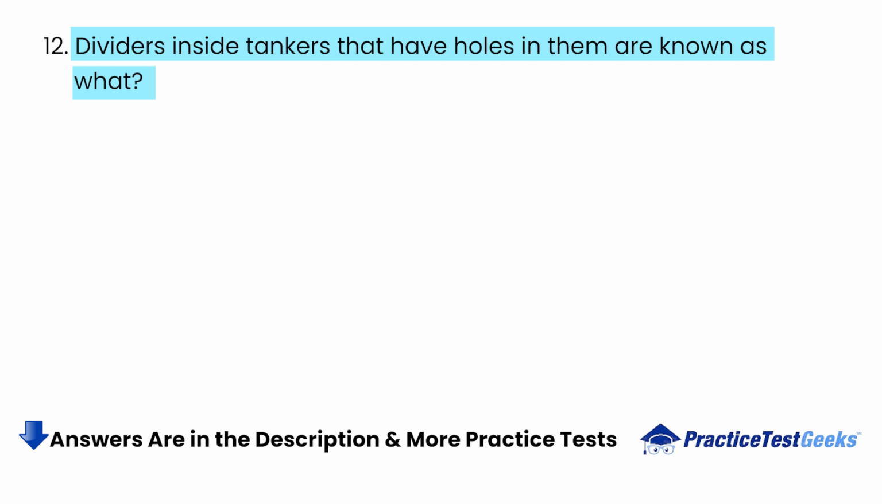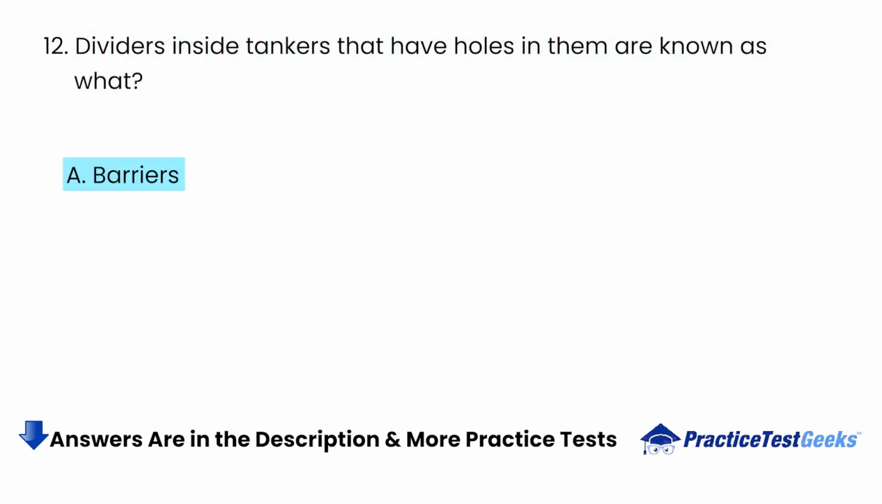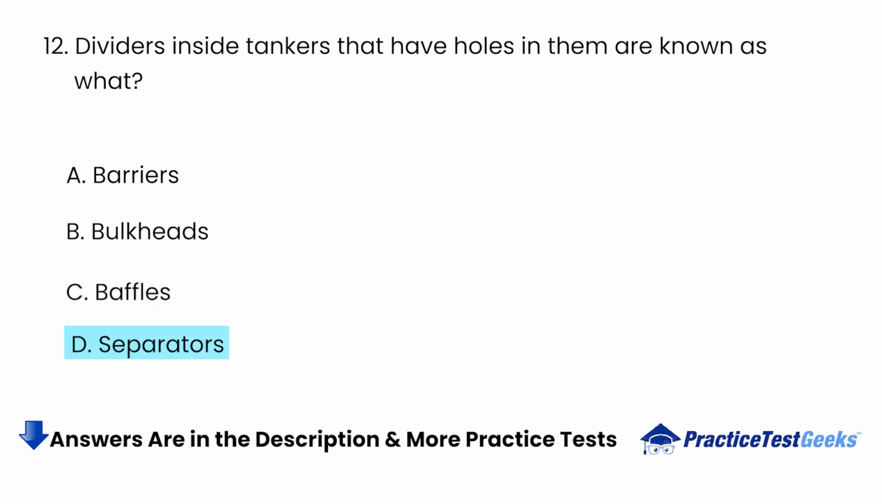Dividers inside tankers that have holes in them are known as what? A. Barriers. B. Bulkheads. C. Baffles. D. Separators.